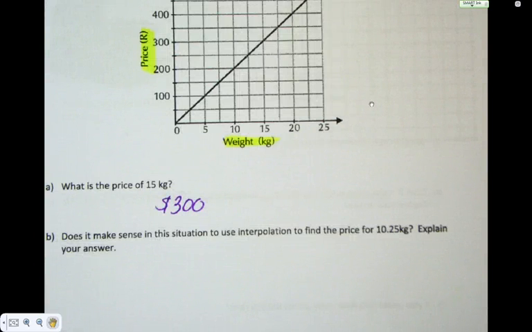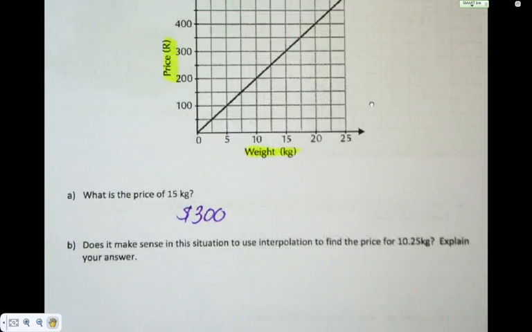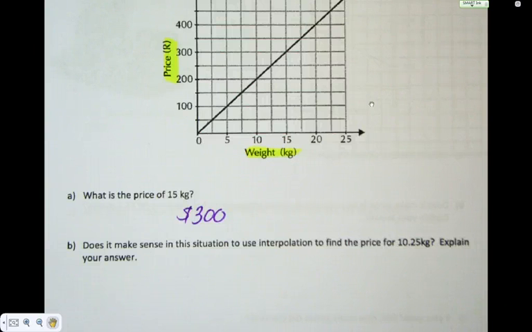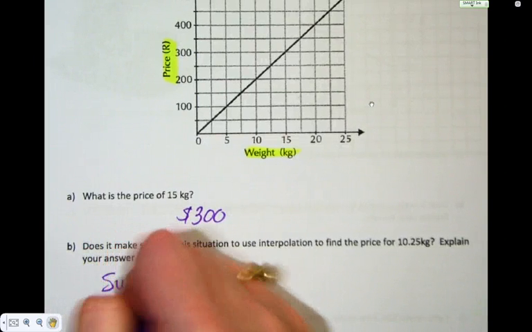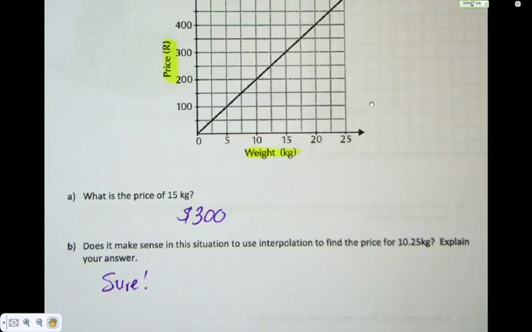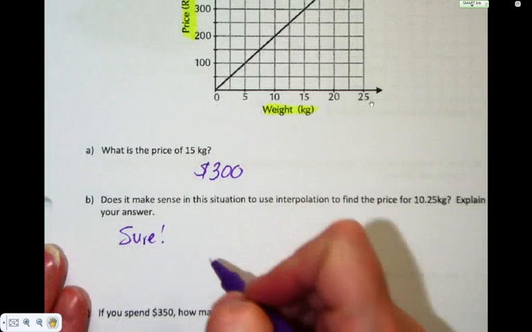So here's a typical question that you'll see in the homework. It says, does it make sense in this situation to use interpretation to find the price of 12.25 kilograms? I'm saying 10.25 kilograms. So you always need to think about the situation. Does it make sense we can have a weight in between 10 and 15? Could you have a partial kilogram of something? Sure. Explain your answer. Why does it make sense?